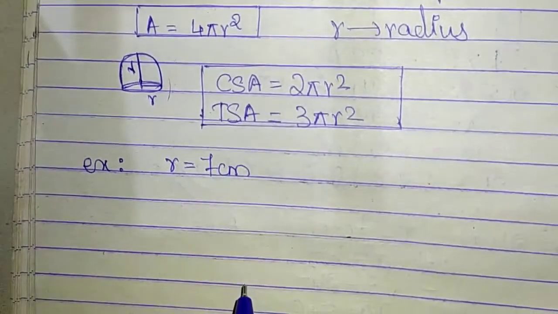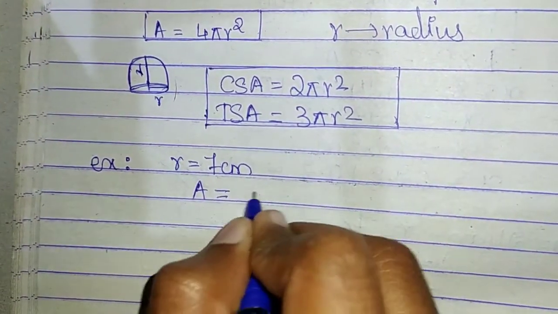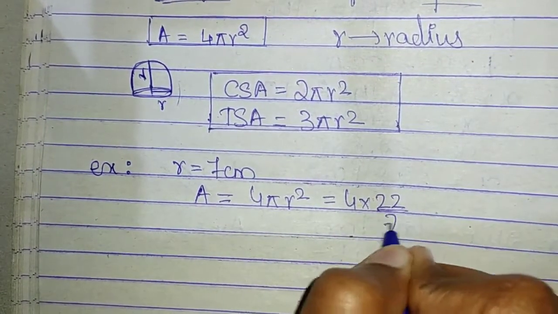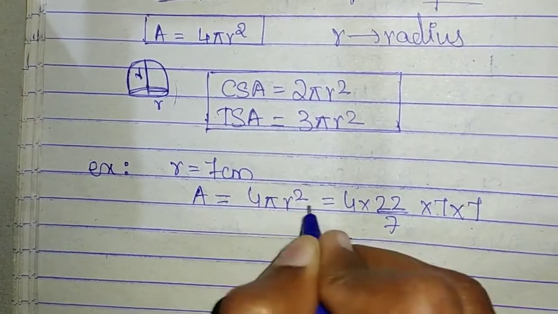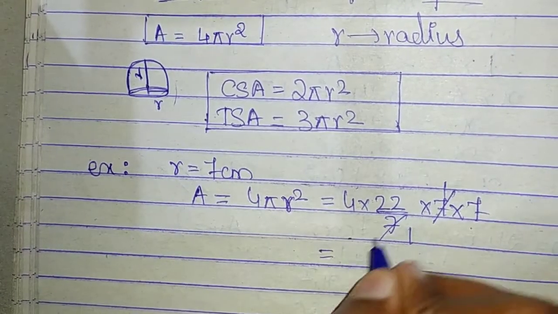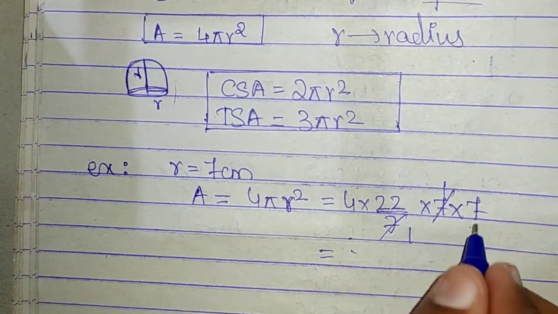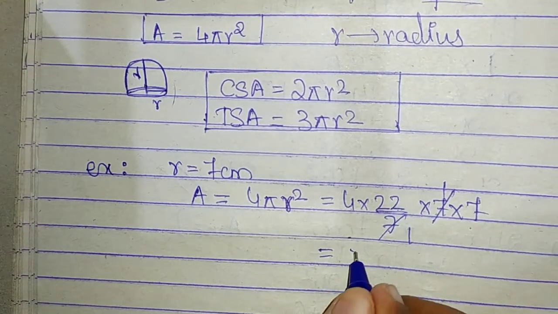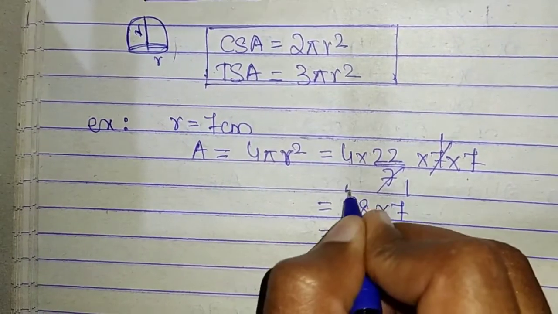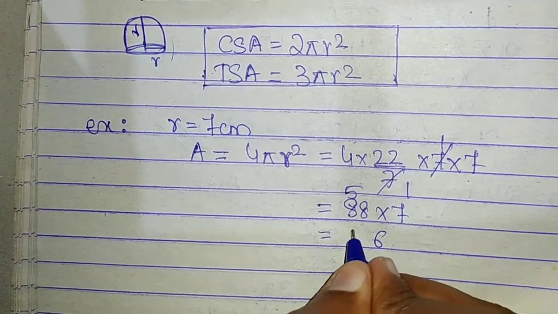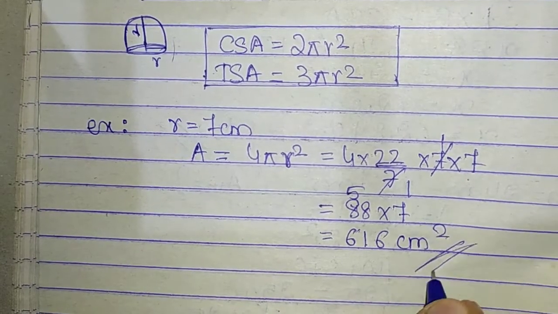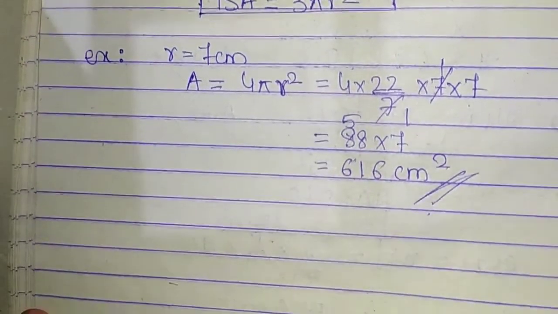Given r is equal to 7 cm, we know that since it is a sphere, area is equal to 4 pi r square, which is equal to 4 into 22 by 7 into 7 into 7. r square can be written as 7 into 7. 7 ones are 7. So what we have is 4 into 22 into 7, which will be equal to 88 into 7, which will be equal to 616 centimeters square. This is the solution to the 7th solved example.